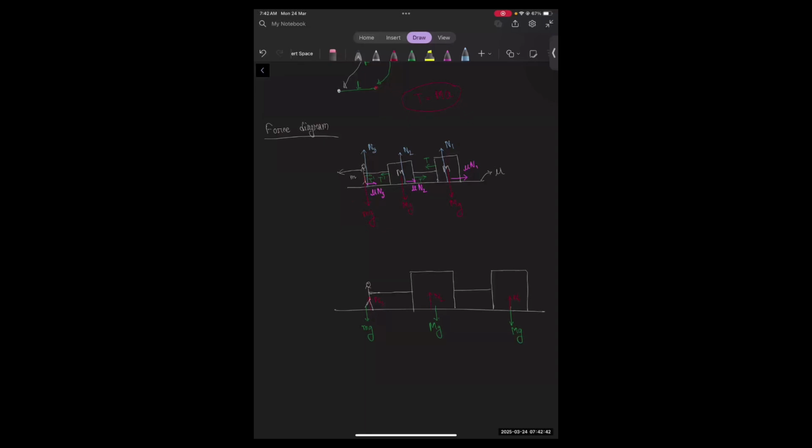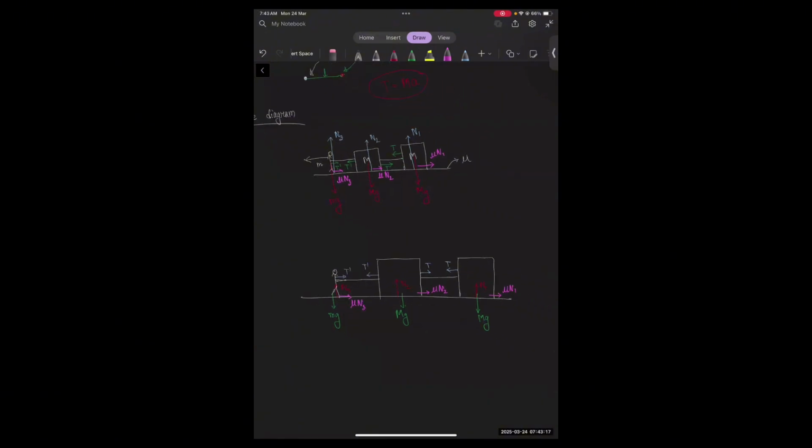Then you have the tension forces. Okay, I changed the colors, unfortunately, but then you get the idea. This one will be T prime. This one will be T prime. This will be T, and this will be T. And then the last force is the friction force, which will be mu N1, mu N2, mu N3. So this is the force diagram of the whole thing.